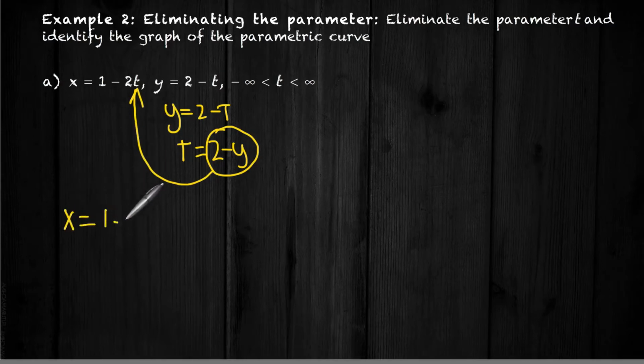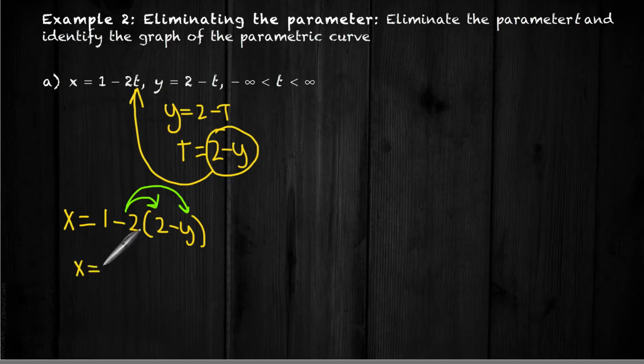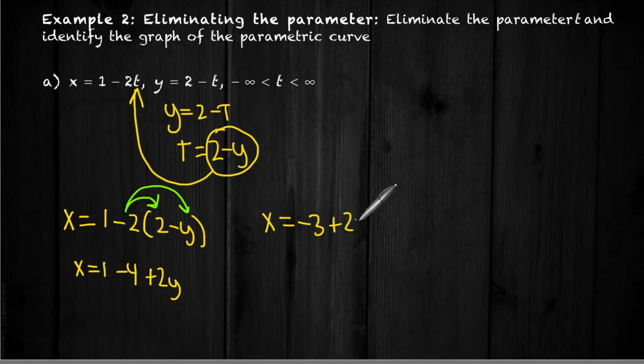X equals 1 minus 2 parentheses. We're not going to write t. We're going to write 2 minus y. And then we are going to have to distribute. So don't forget, when you distribute, you need to take the negative and the 2 and distribute it to both of those terms. And so what we get is x equals 1 minus 4 plus 2y. So that's going to give us x equals -3 plus 2y.